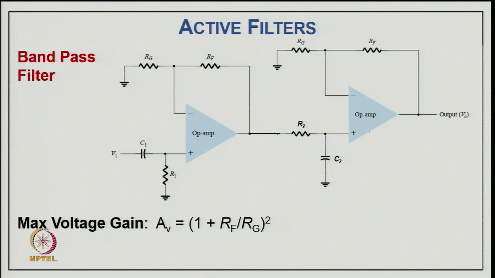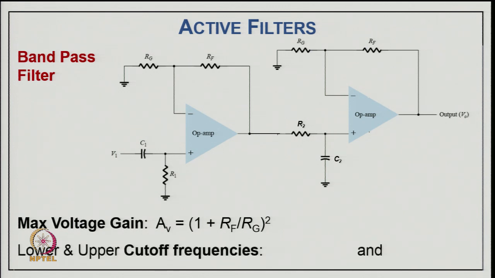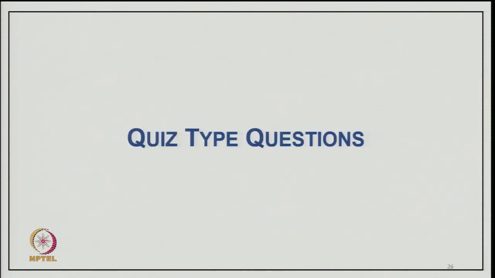Now, coming to the band pass filter, we virtually cascade two filters, a low pass and a high pass filter. First is the low pass, and the other is the high pass, and the maximum gain is A_V equal to 1 plus R_f divided by R_g, squared, because both networks have that gain. The lower and upper cutoff frequencies are f_OL equal to 1 upon 2 pi R_1 C_1 and f_OH equal to 1 upon 2 pi R_2 C_2. So, by deciding the values of R_1 C_1 and R_2 C_2, we can decide the range of frequency we want to pass through this band pass filter.